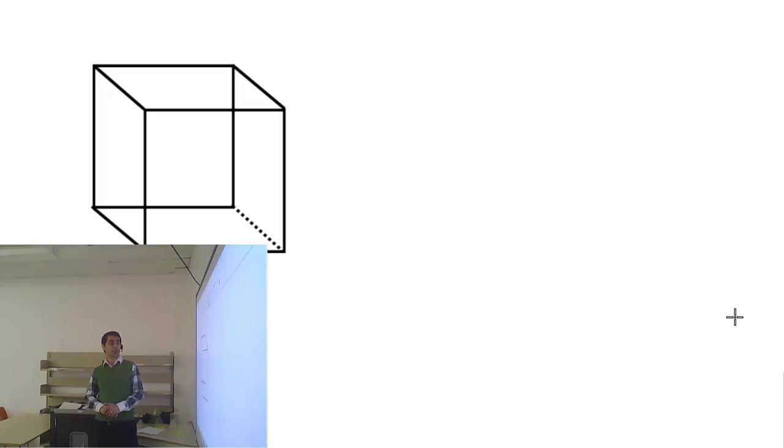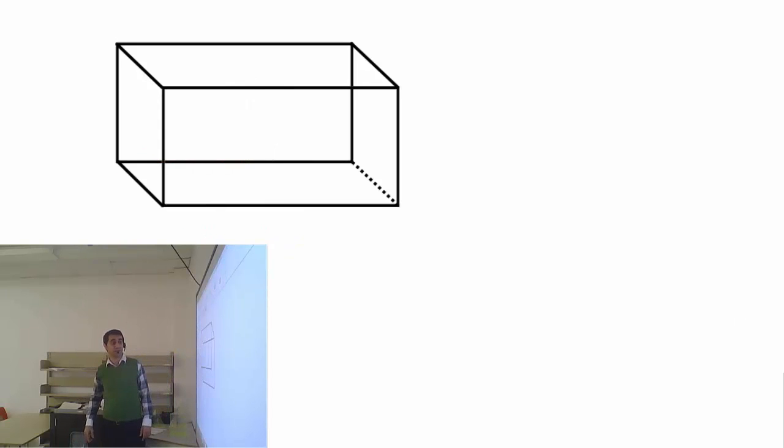Now let's calculate the volume of a regular prism. A regular prism could be a cube, which means the length, width and height are all the same, or they could be different. So let's do the different one, or the same, they are the same.